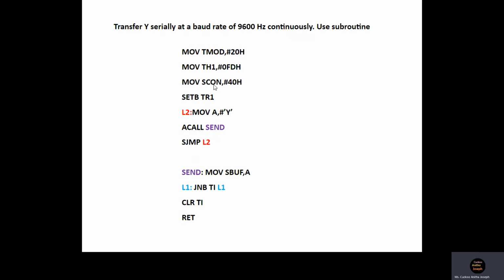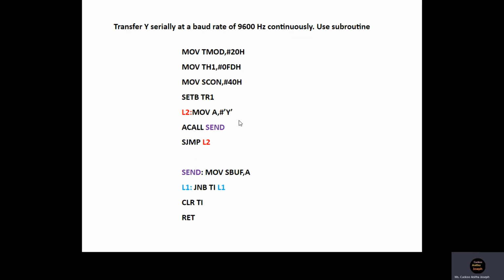And once all the three initialization steps have been carried out, you can now start the timer. SETB TR1 will start the timer. Now a 9600 Hz clock will be available for serial communication. Now, in this program, we are going to use a subroutine that will transfer the contents of the accumulator through the TXD pin. So, the data to be transmitted should be available in the accumulator.